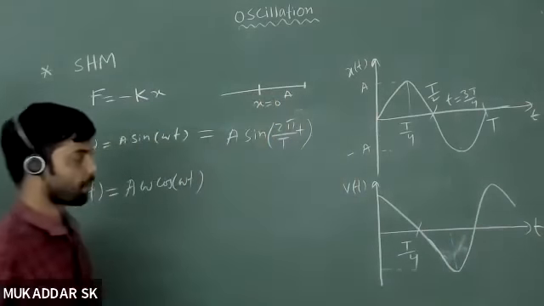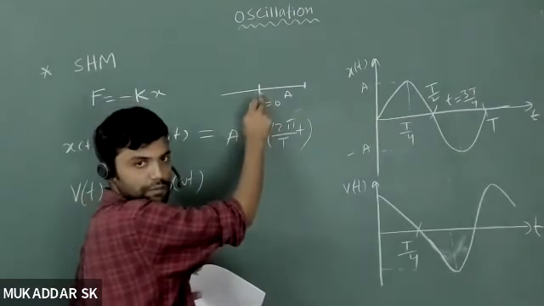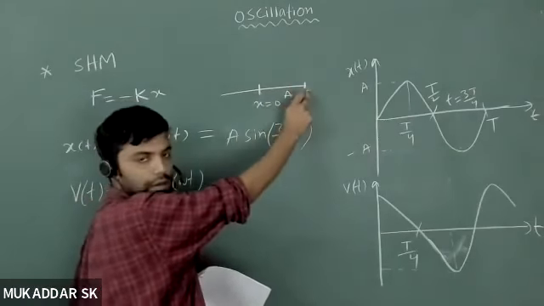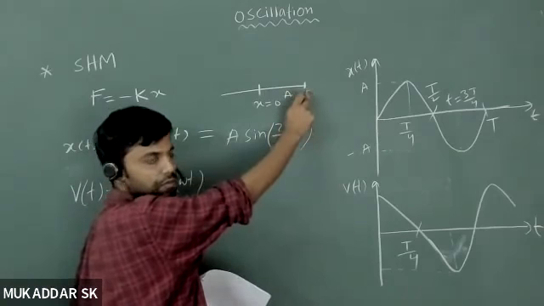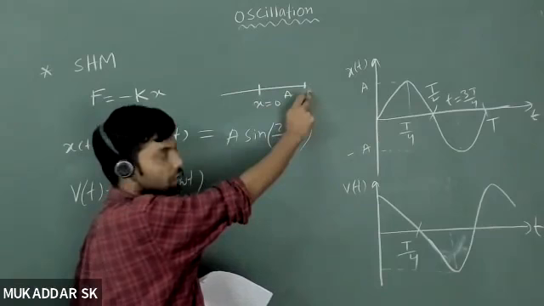Did you get what I'm saying? Initially your oscillator is at this position, so velocity is maximum. At T by 2, at extreme position, velocity will be 0. Again, at T by 4 extreme position, velocity will be 0.